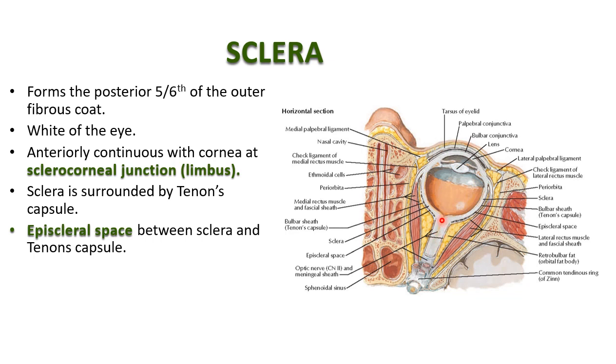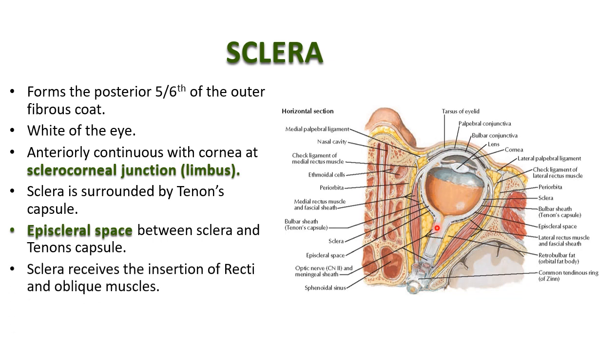So the place where the optic nerve pierces the sclera is actually sieve-like, and it is somewhat weak at this area. So it receives the four recti in front of the equator, and two oblique muscles behind the equator. The space between the Tenon's capsule and the sclera is called the episcleral space.